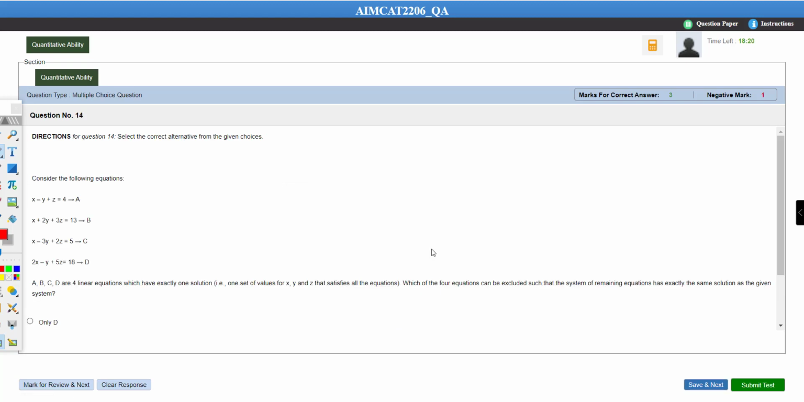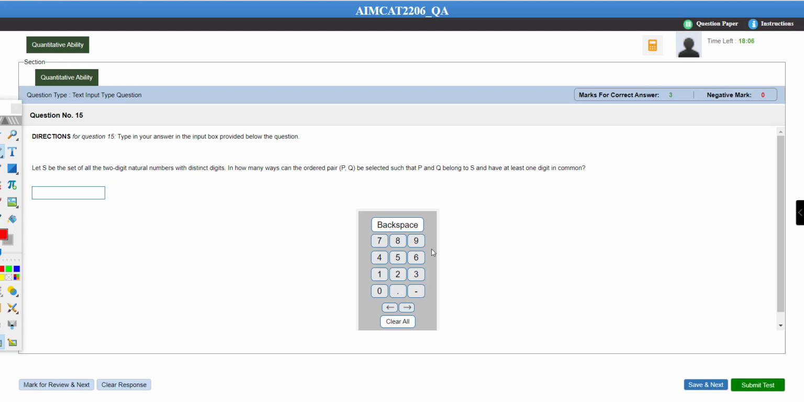After this, question number 14. This looks lengthy, so we'll come back to this question. It will take time. We are left with 18 minutes. We'll go to the last question, go till the last question, and then we'll come back.